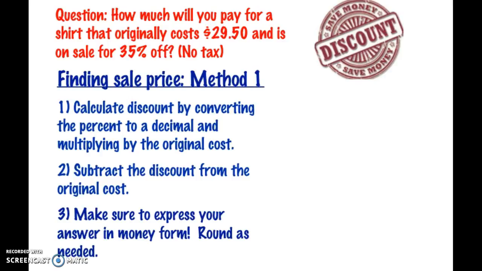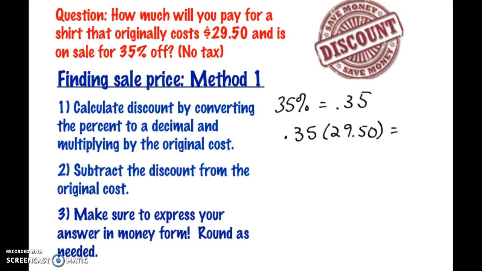Again, we're going to try two different methods and see if you're more comfortable with one or the other. So how much will you pay for a shirt that originally cost $29.50 and is on sale for 35% off? No tax this time. It's clothing, so we get off tax-free today. You're going to calculate the discount by converting the percent to decimal and multiplying by the original cost. So we've got 35%. That is equivalent to 0.35. And I'm going to multiply that by my $29.50.